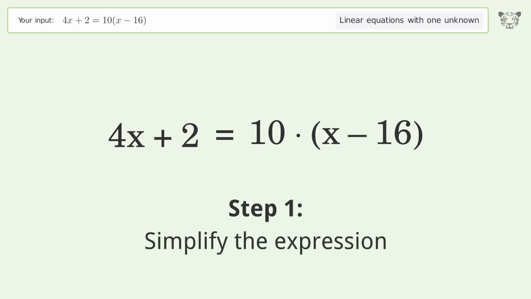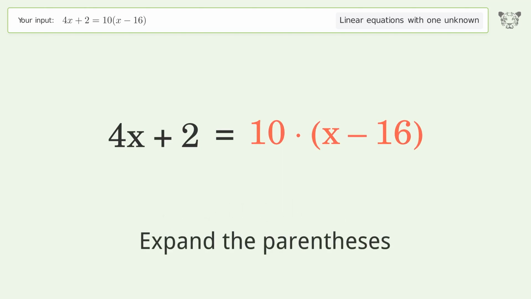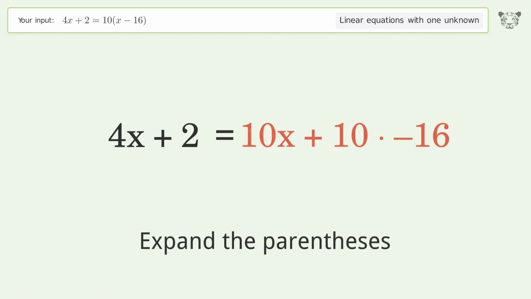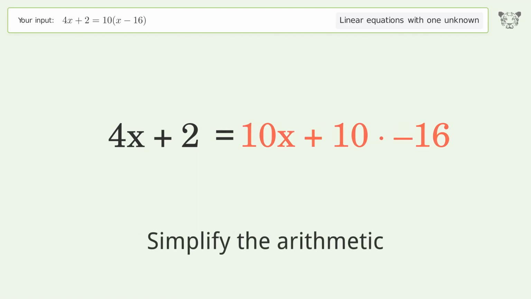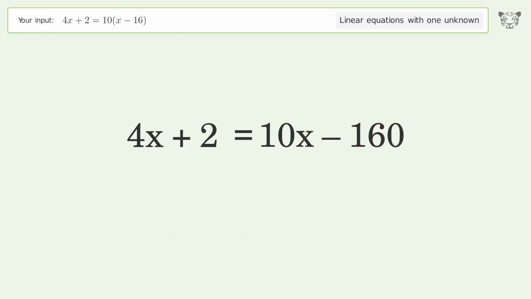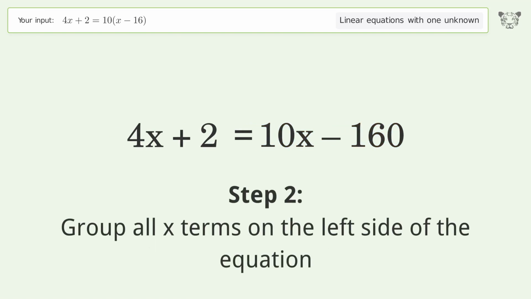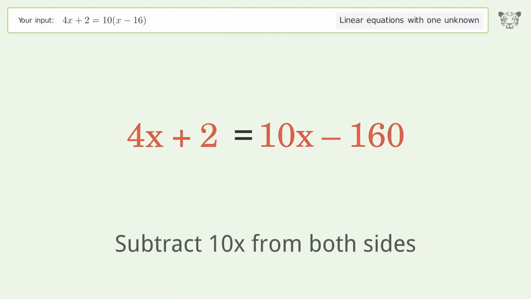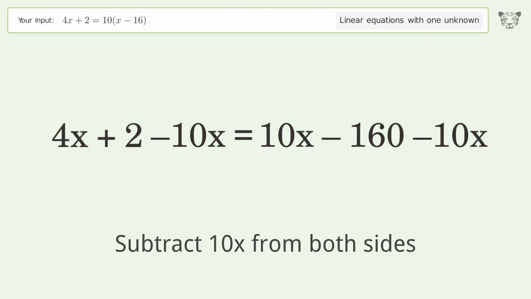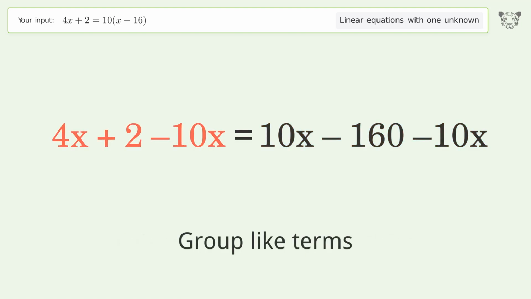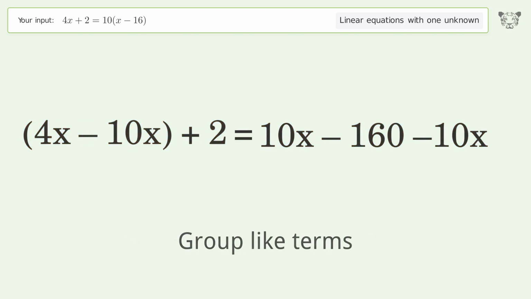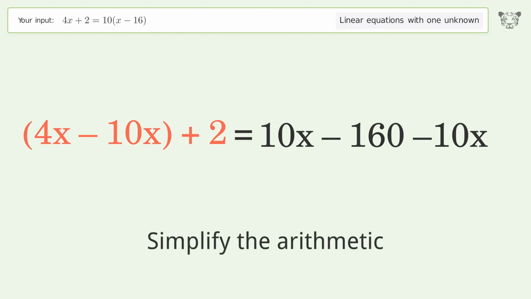Simplify the expression. Expand the parentheses. Simplify the arithmetic. Group all x terms on the left side of the equation. Subtract 10x from both sides. Group like terms. Simplify the arithmetic.